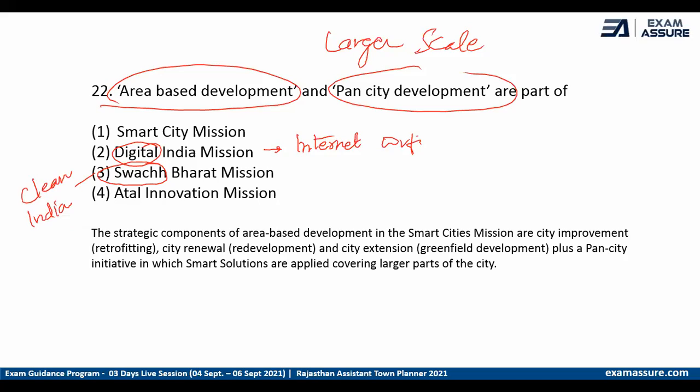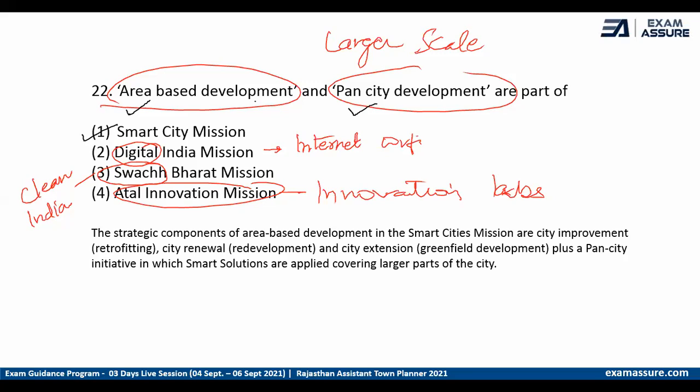Okay, so Swachh Bharat Mission is for Clean India, and Digital India is for internet, Wi-Fi. You are aware of that. So these are not done as an area-based or a pan-city development. Instead, if you look at this, both of them are part of only the Smart City Mission, which is done on an area-based development and also pan-city development. Okay, so that is what I would say for this question.